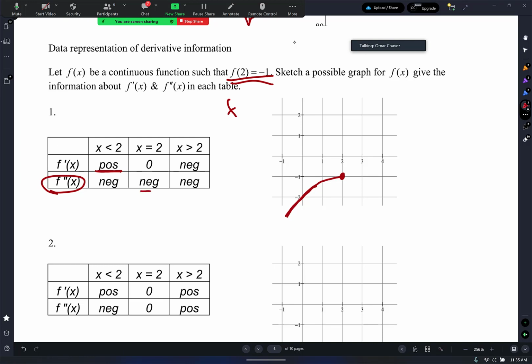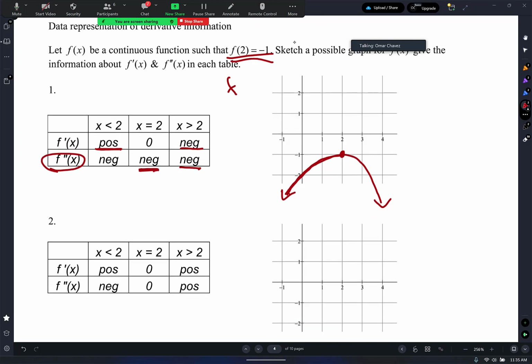So there's my horizontal tangent. And I'm still concave down, and then negative, and I'm still concave down. So if f prime is negative, that means that f is decreasing. So I probably look something like this. See? And there it is. That's it. Was that cool or not?